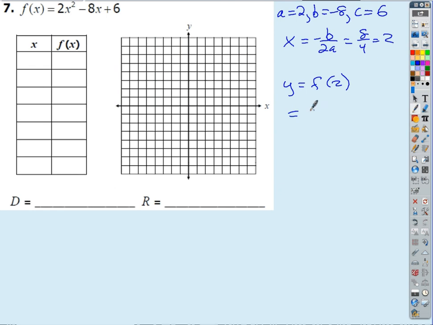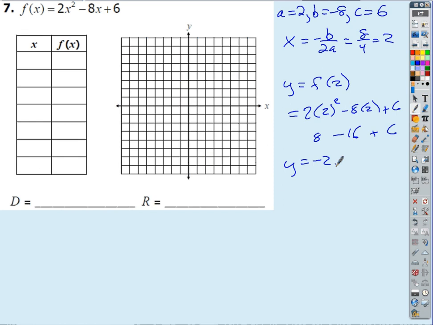So what's f of 2? I'm going to get 2 times 2 squared, right? What's that? So that's 8, right? 4 minus 2 plus 6. So 14 minus 16? Negative 2.